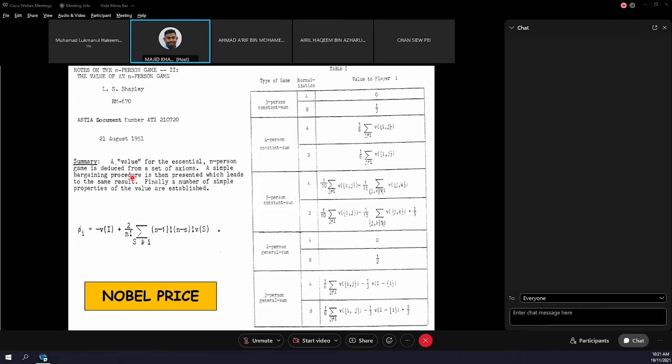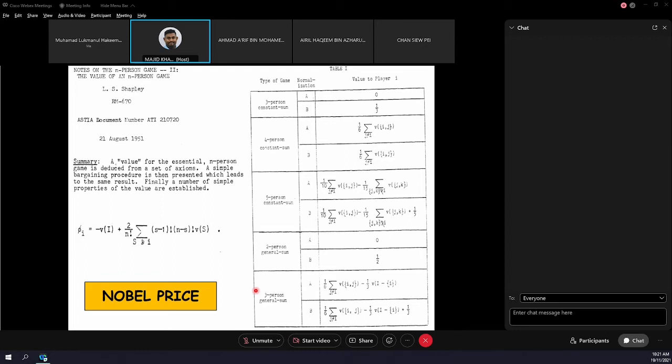Okay, and the good thing, finally, a number of simple properties of the value are established. He managed to do 3-person constant sum, 4-person constant sum, 5-person constant sum, 2-person general sum, 3-person general sum. Basically, we are not going to look at the constant sum. You can go and have a look if you want to find this paper. This paper is available on the internet. I'm going to teach how we can do it for 2, 3, 4, 5-person general sum.